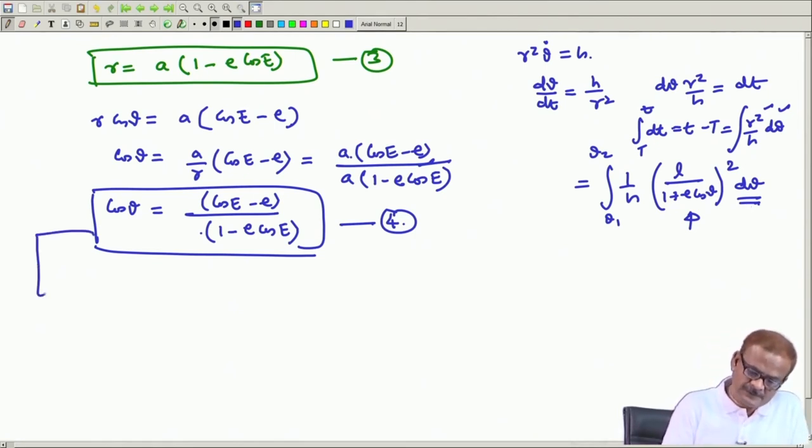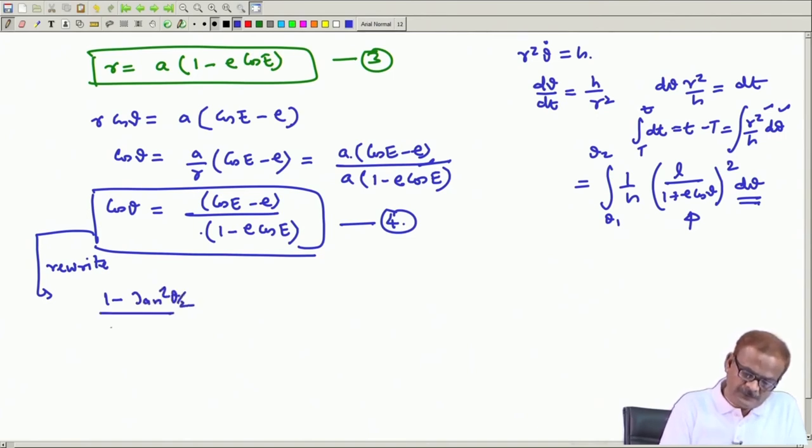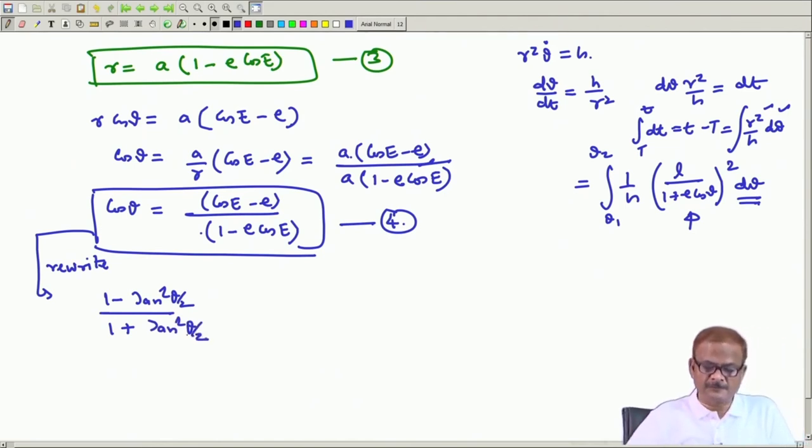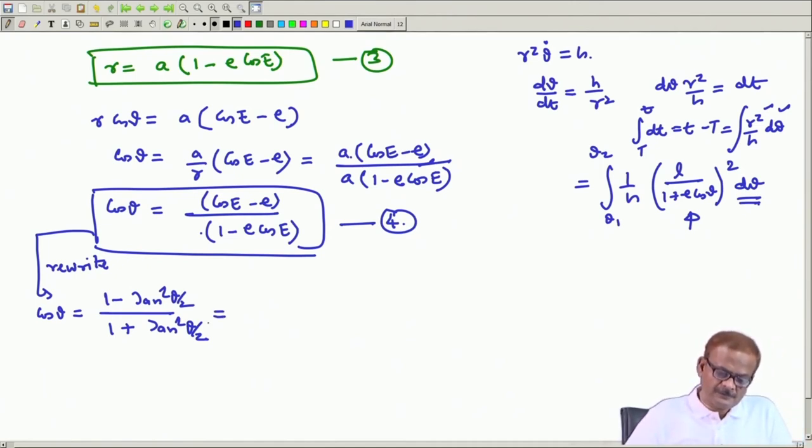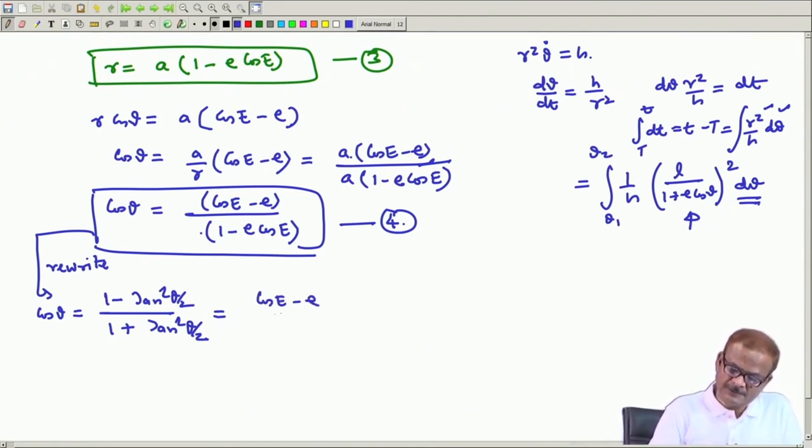So, this cos theta equation is rewritten as 1 minus tan square theta by 2 divided by 1 plus tan square theta by 2. We are using this trigonometric identity, and this equals cos E minus E by 1 minus E cos E.